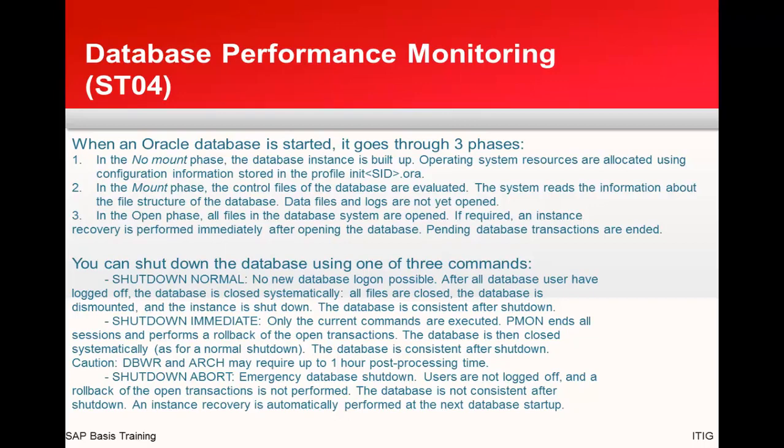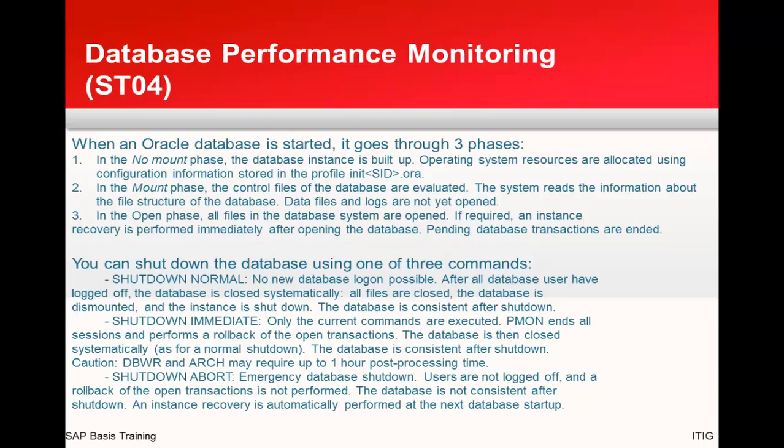Okay, next thing, let's get into the shutdown of the database. There are 3 activities, the first of which is shutdown normal. Basically, no new database logons are possible. After all database users have logged off, the database is closed systematically. So this is a normal shutdown process, that is, it waits for all the transactions to close systematically.